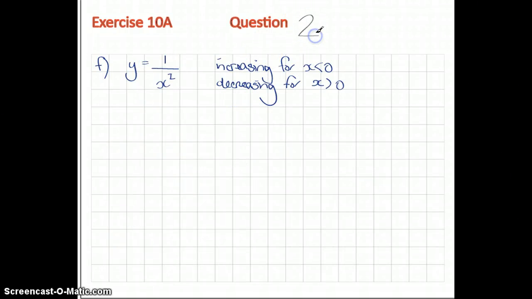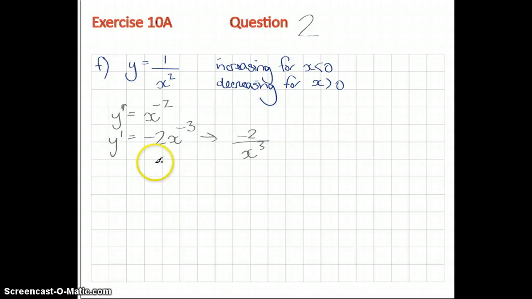And the last one here for question 2 is question 2f. We need to show these two cases. So again, I'm going to just convert this very quickly to a power. So it's x to the minus 2, so that's y. Then I'm going to do the derivative, which is minus 2x to the minus 3. And it will help me if I convert this back to an index so I can consider the cases.